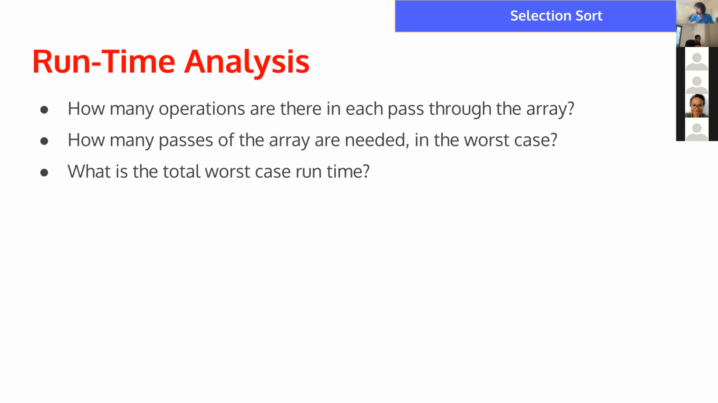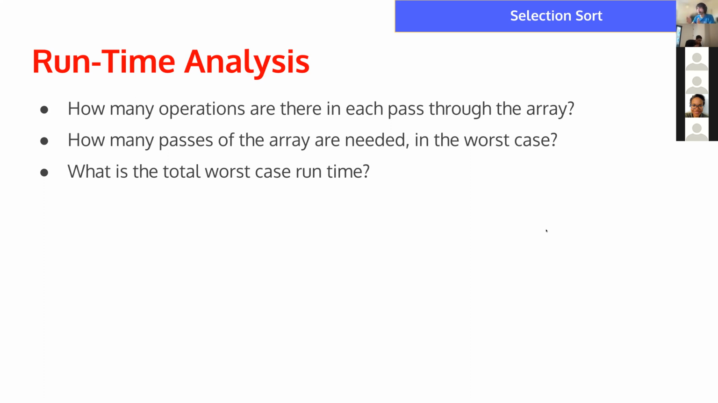Because it could be linear, because the smallest one could be at the end of the array, right? In the worst case. Yeah, exactly. We'll have to do a full pass through the array, which will check every element in the array. So that will be O of n for that first run.